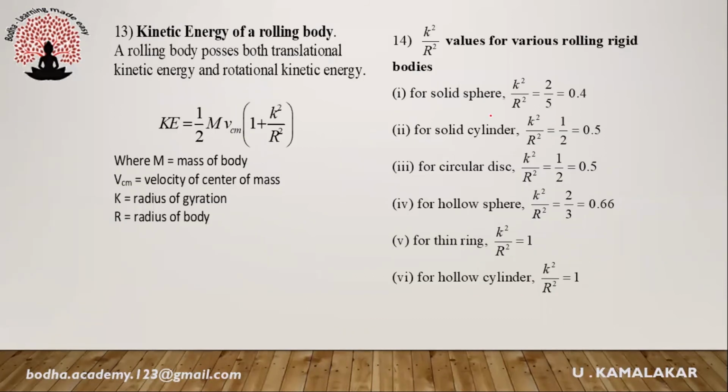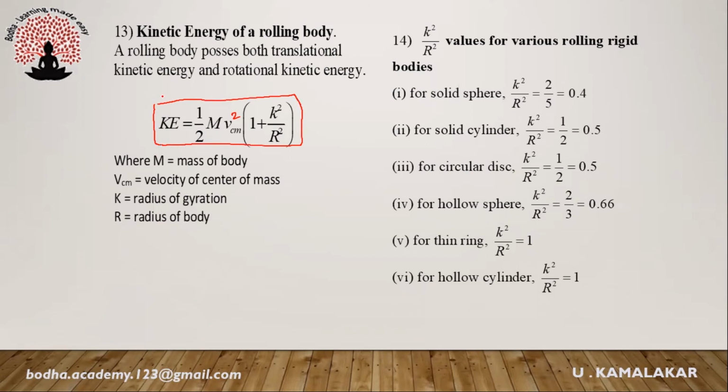Kinetic energy of a rolling body. A rolling body possesses both translational kinetic energy and rotational kinetic energy. That is, kinetic energy of rolling body = ½mVcm² × (1 + k²/r²), where k is radius of gyration.